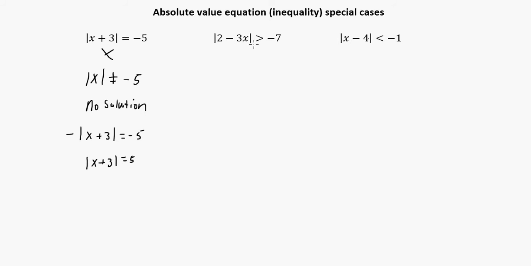Okay, and here's another similar case. I have the absolute value of some expression is greater than negative 7. Now notice again I have a negative on the right hand side. But think about this. What values of x are going to make this left hand side greater than a negative number? Well, the absolute value of a number is either going to be 0 or positive. And 0 is greater than negative 7, and so is any positive number. So this is actually all real numbers. X is all real numbers.